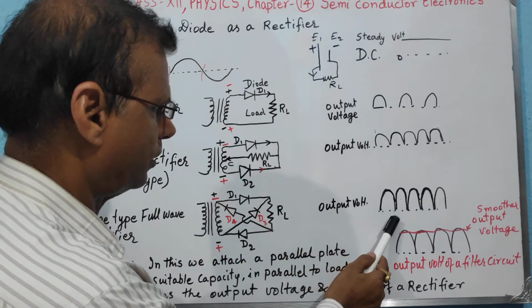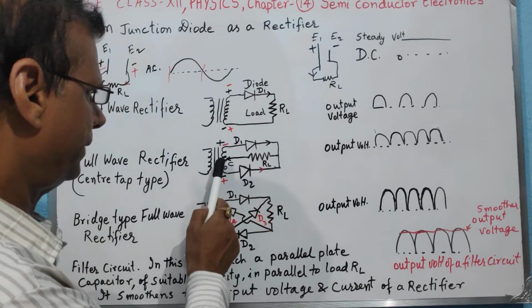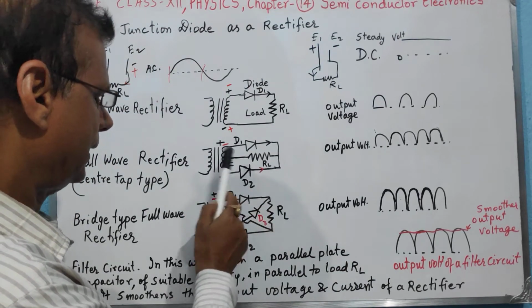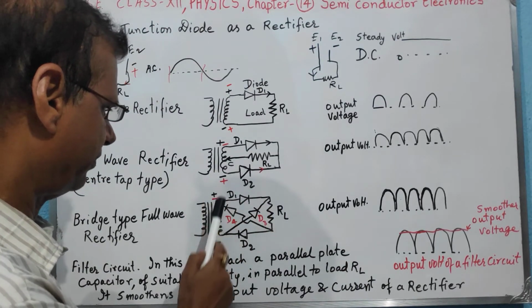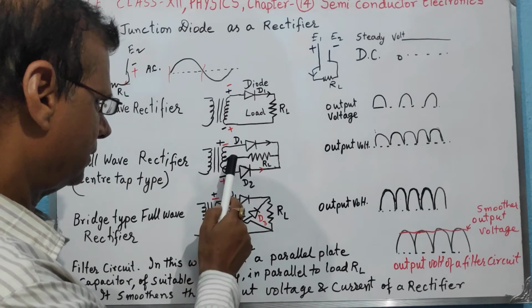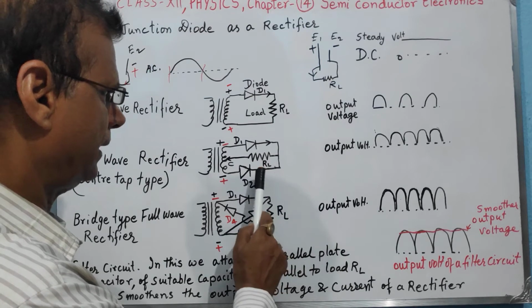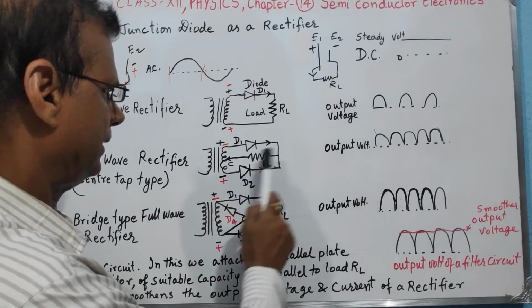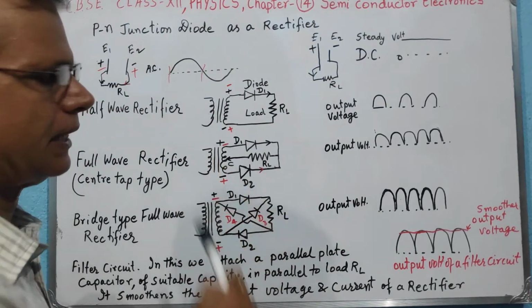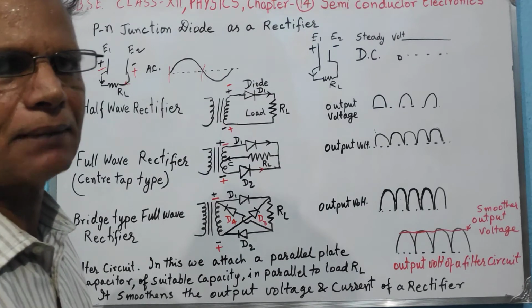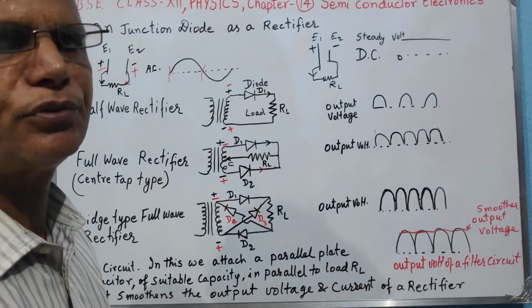Therefore, if we compare with the center tap transformer and use the same transformer here also, the output voltage must be double that in the case of the center tap type full wave rectifier.